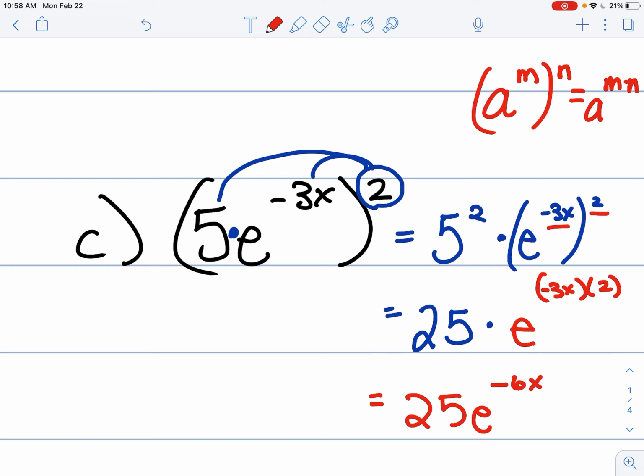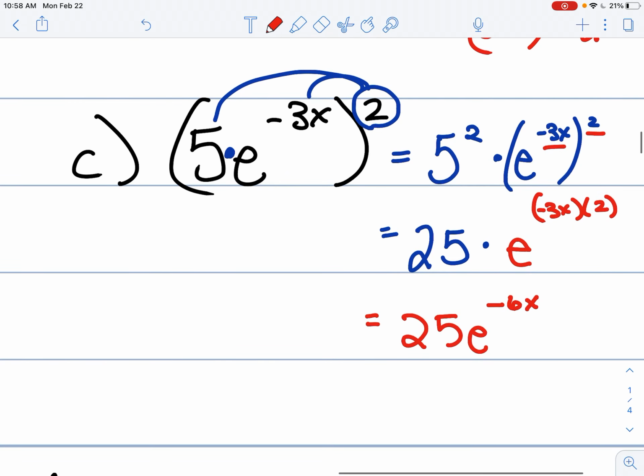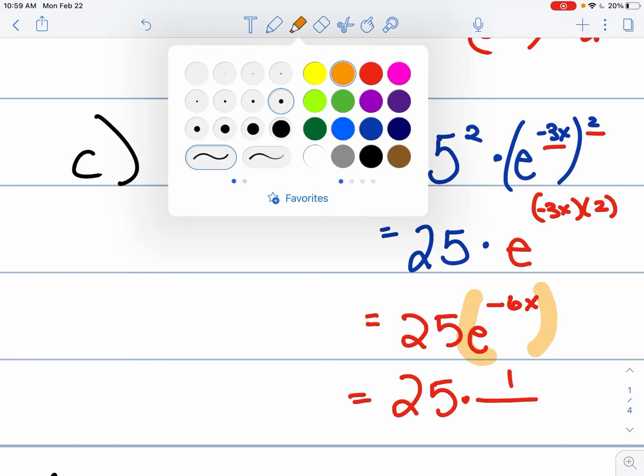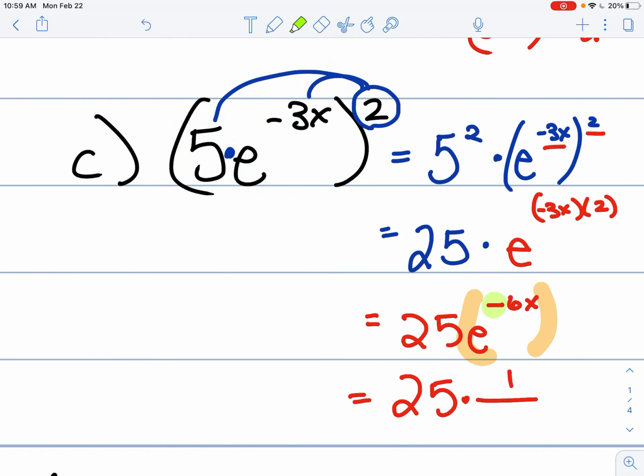Okay, now keep in mind, we don't normally like to have negative exponents. So this right here, we're going to make a positive exponent. We're going to leave 25 here, and this e becomes 1 over, because remember that exponent, whenever we have a negative, becomes 1 over. e to the 6x goes under, so we're left with 25 over e to the 6x. And that's our answer.